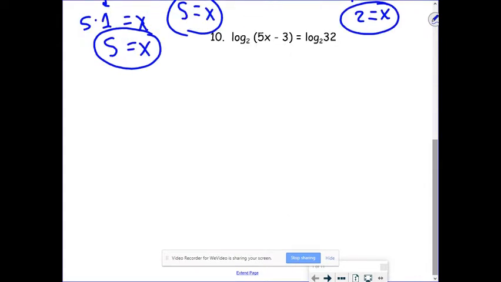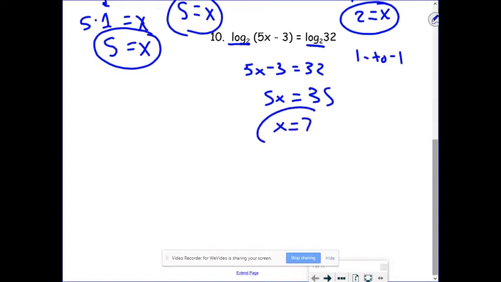Looking at 10, there's logs on both sides, so it's log of something equals log of something. In this case, log base 2 equals log base 2, so that is 1 to 1, meaning if they're both logs, then the inside has to be equal as well. So 5x minus 3 is 32, and we get x is 7 there.